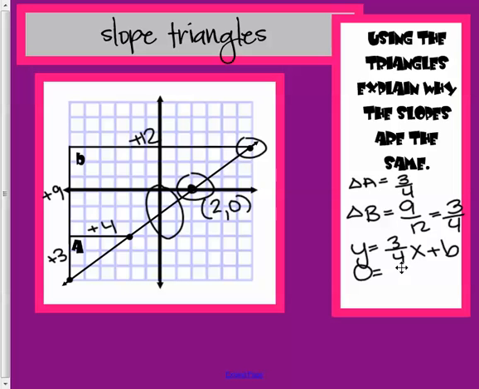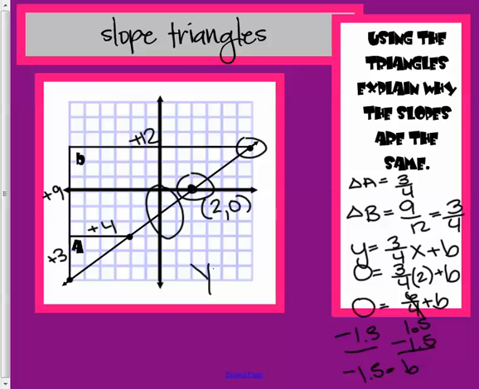So I'm going to plug in 0 for y, and 3/4 times 2 plus b is what I'm doing here. So 2 times 3 is 6, so I have 6/4 plus b equals 0. And really, this 6/4 is 1.5. So I'm going to take 1.5 away from both sides, and when I do so, I'm left with b equals -1.5. So my equation is y equals 3/4 x minus 1.5.